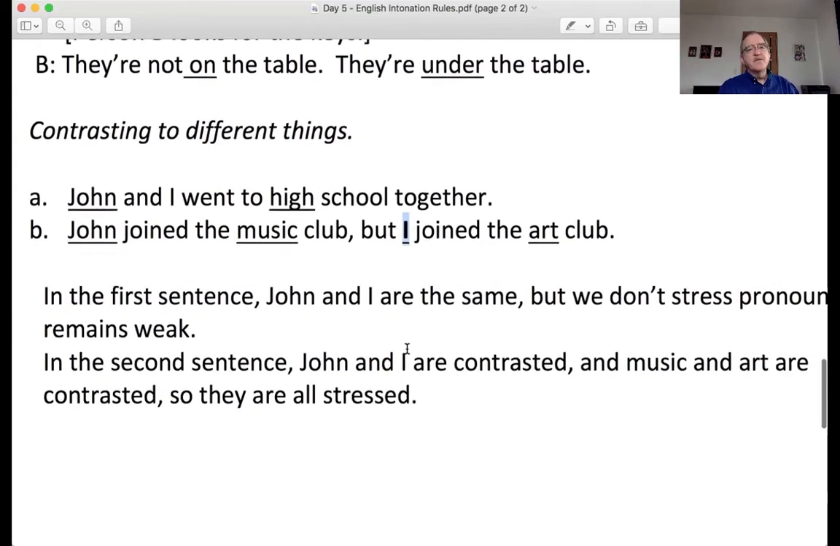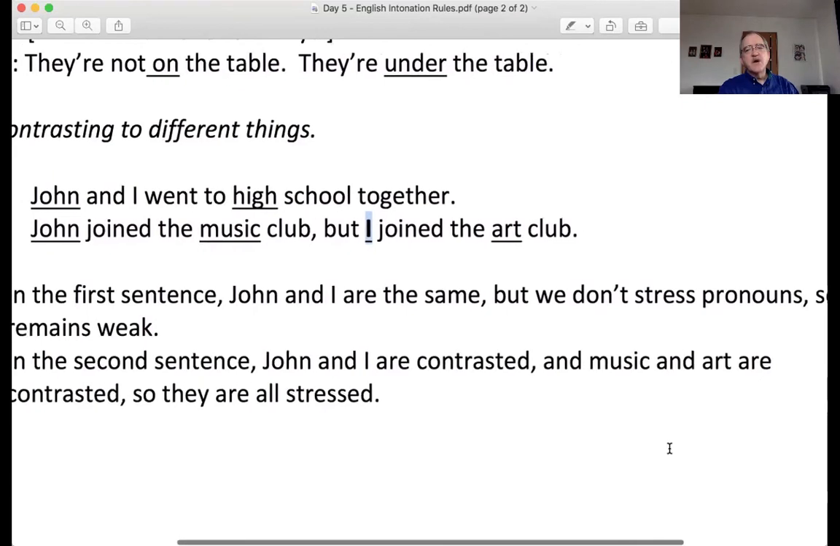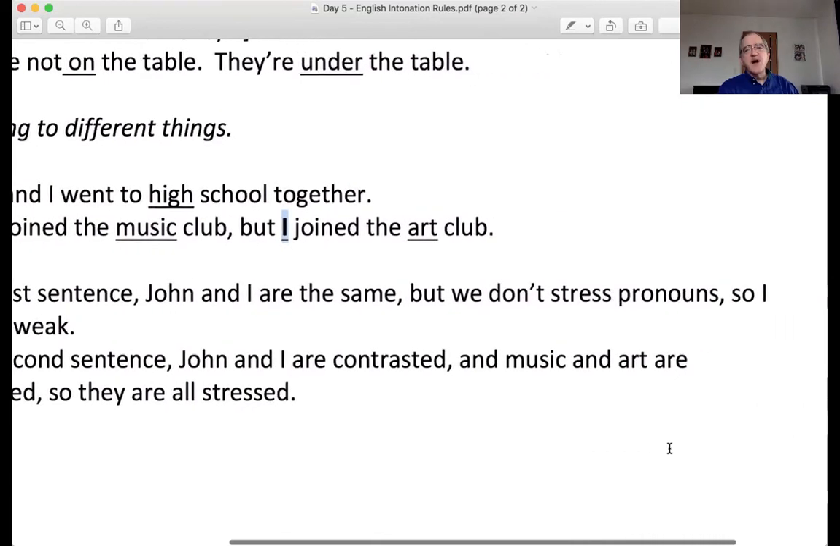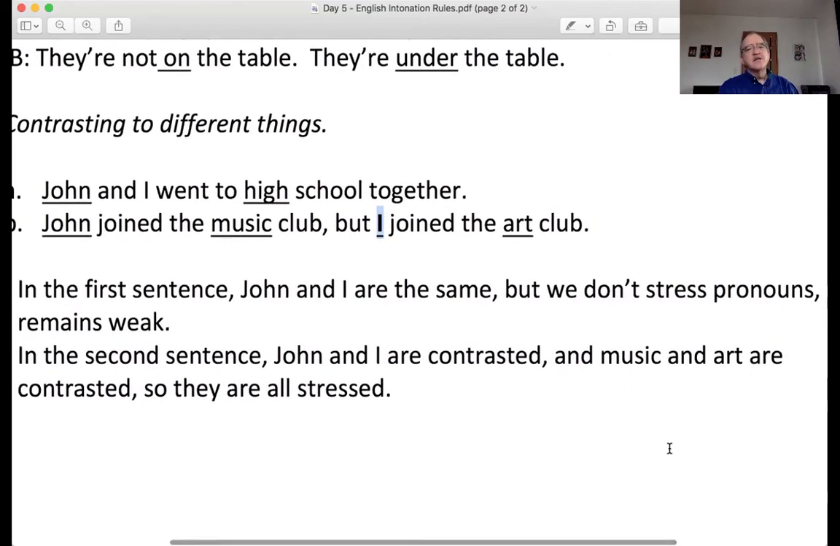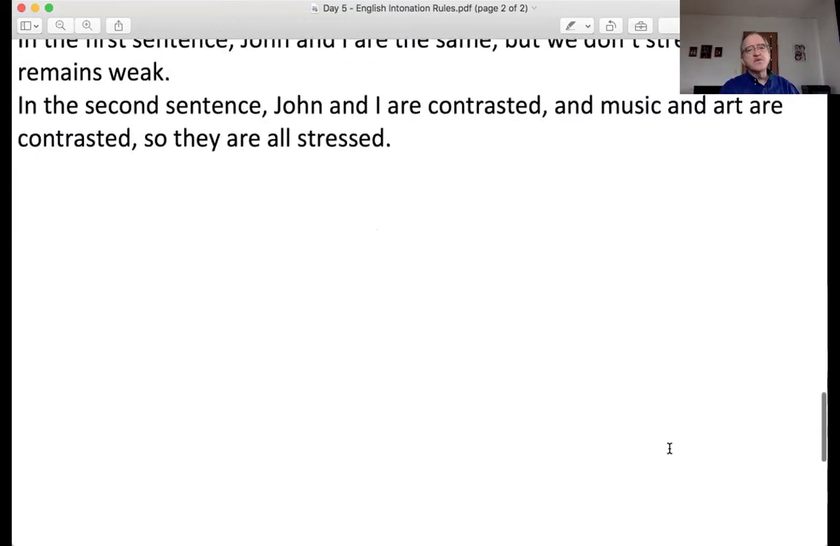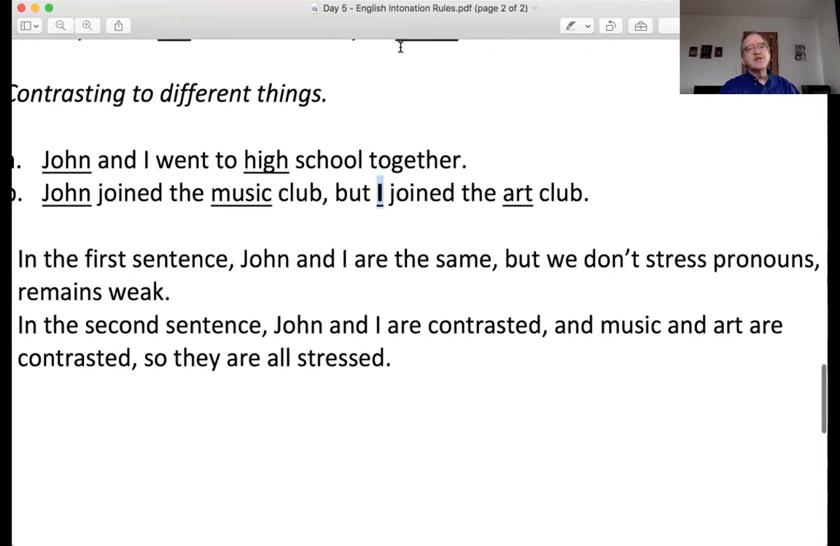Okay? In the first sentence, John and I are the same, but we don't stress pronouns, so I remains weak. In the second sentence, John and I are contrasted, and music and art are contrasted. So those four, they are all stressed. All right, those are the rules for intonation, and you can check these rules and study them more carefully at Google Classroom. Get those files.